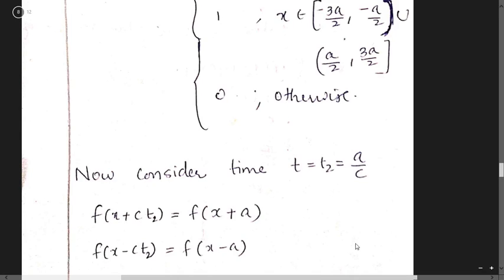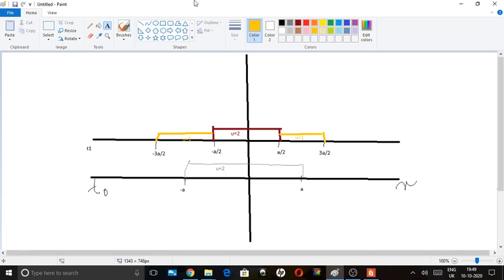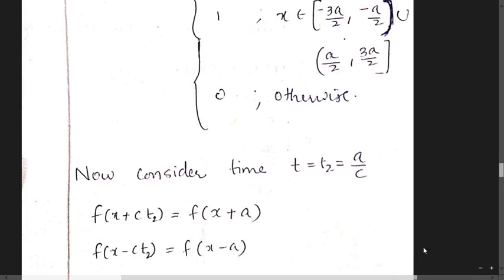So next we want to join this minus 3a by 2 to minus a, and minus a by 2 to minus 3 minus a. Similarly here also we need to join.